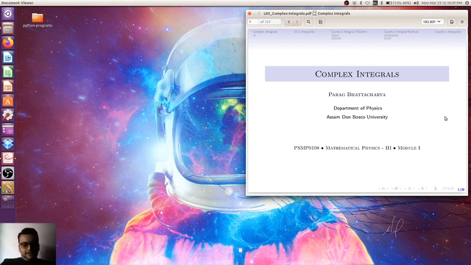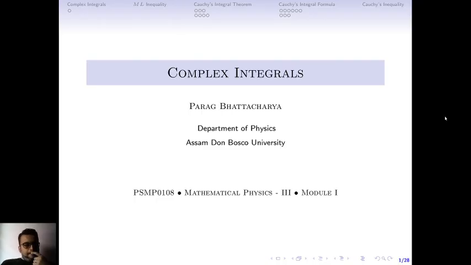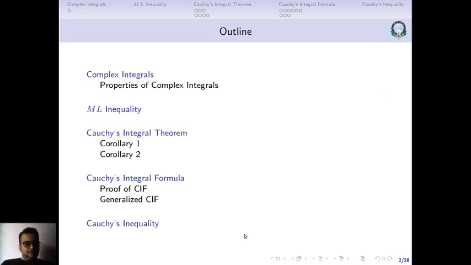So coming to this particular lesson, in this lecture we shall understand the interesting behavior of complex integrals. The content of this particular lecture is part of module 1 of the Mathematical Physics 3 course. This is the plan of the lecture. I think I had just started the discussion on complex integrals before our classes were interrupted.